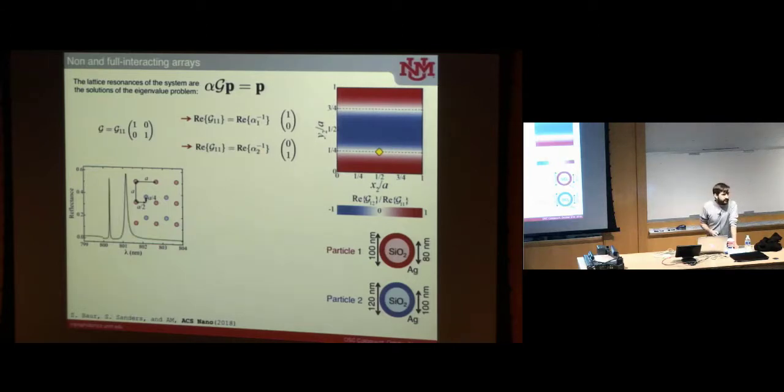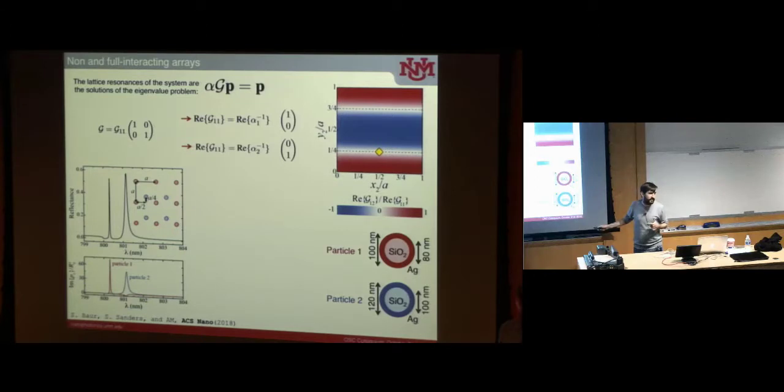So if now we do the full calculation, we get 2 resonances instead of 1 lattice resonance. And indeed, if we calculate the induced dipole, we are plotting here the imaginary part of the induced dipole, you see that in one of them, you only excite the red particle, particle 1, while in the other one, you only excite the other particle.